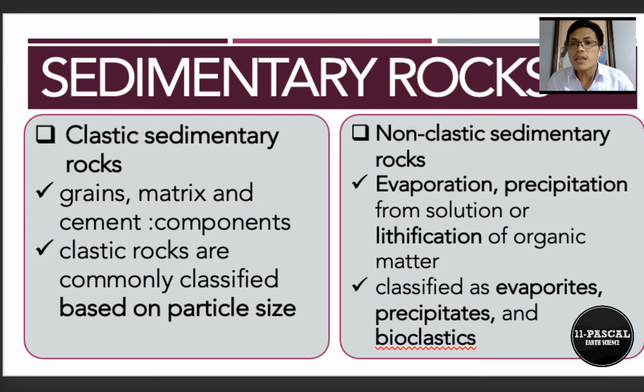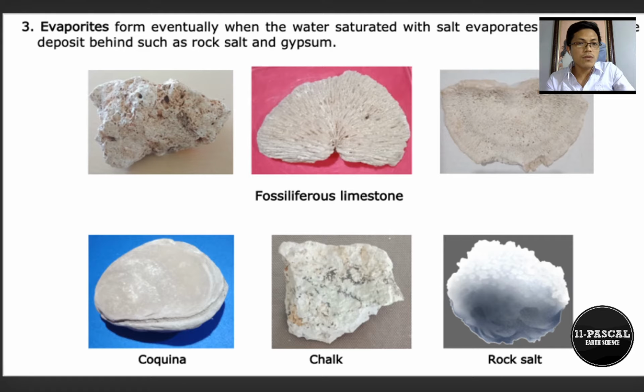And then we have the non-clastic sedimentary rock. They are either formed by evaporation, precipitation from solutions, or lithification of organic matter. They can be classified as evaporites, precipitates, and bioclasts or bioclastics. Evaporites are formed when water saturated with salt evaporates but leaves the deposit behind, such as rock salt and gypsum.